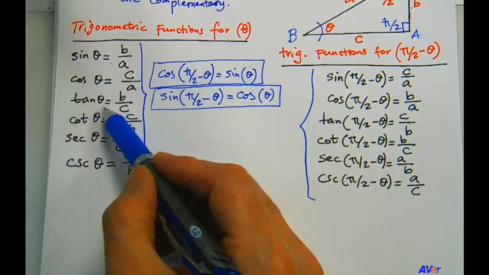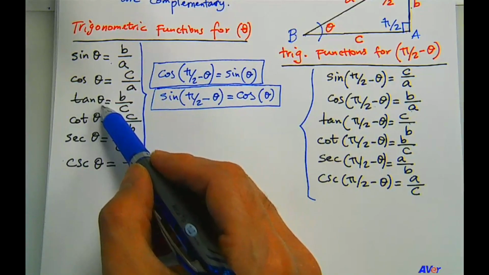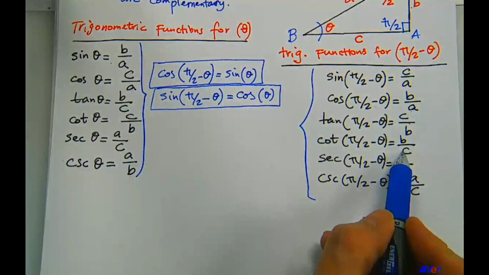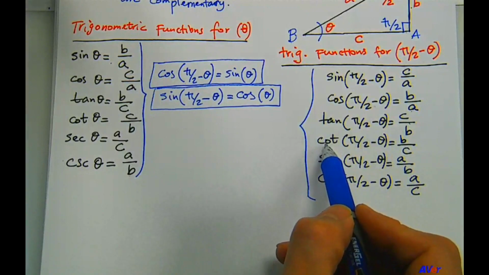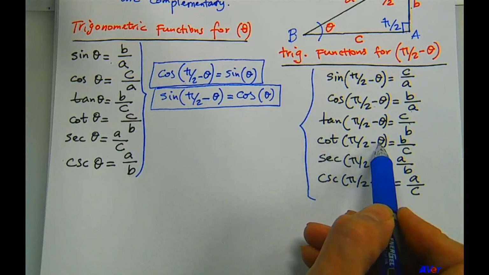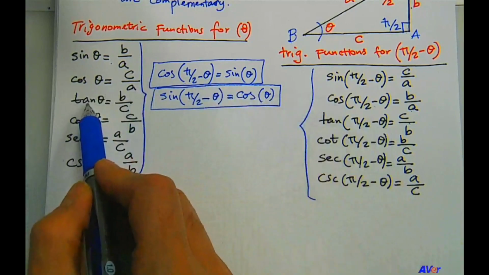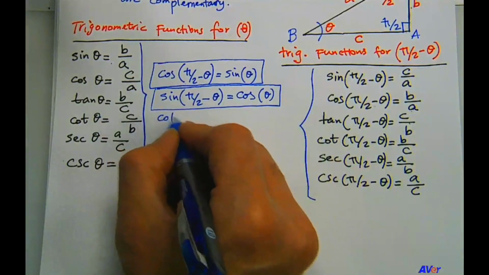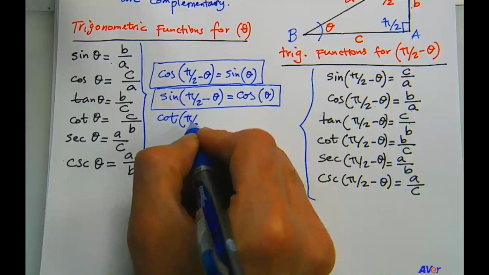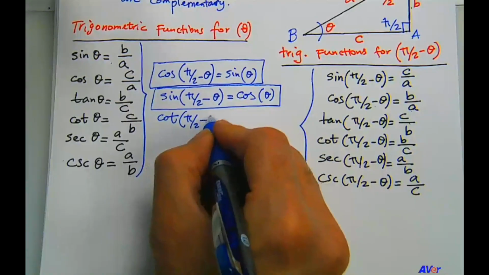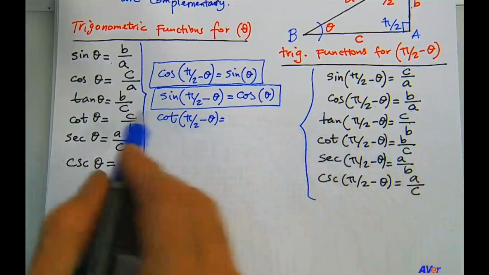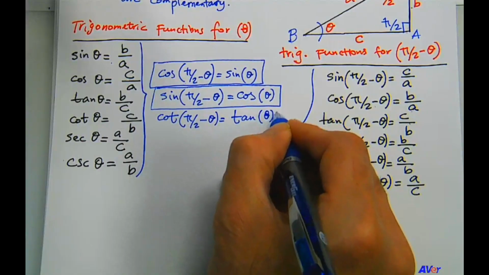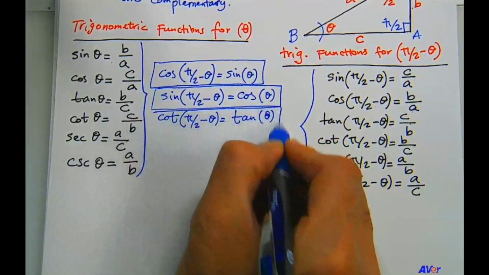Then tangent of theta is equal to B over C, right? Do we have B over C right there? So what does this mean? It means that cotangent of pi over 2 minus theta is equal to tangent of theta, right? They're both equal to B over C. So let's write that down. Cotangent of pi over 2 minus theta is equal to tangent of theta. And that's another new relationship or formula we have.